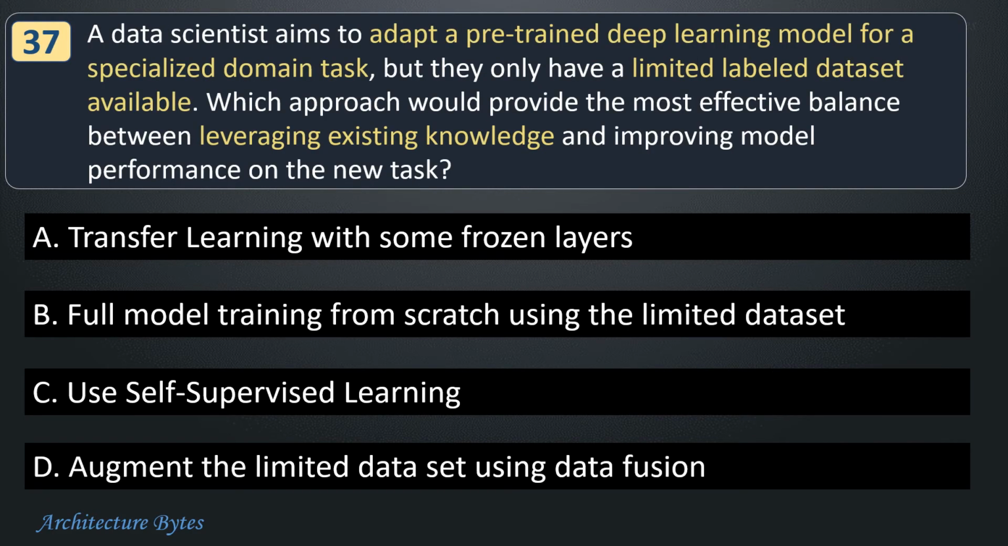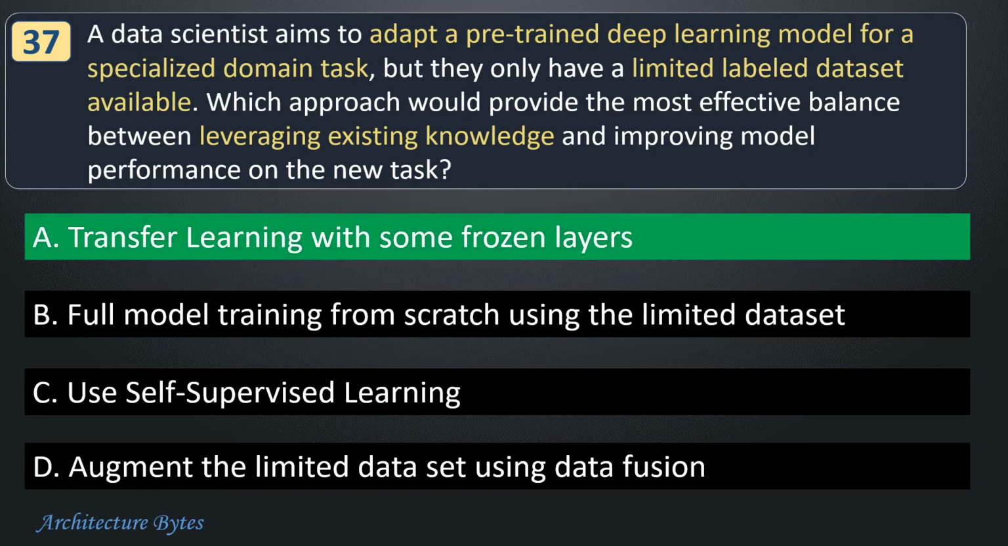A data scientist aims to adopt a pre-trained deep learning model for a specialized domain task, but they only have a limited labeled dataset available. Which approach would provide the most effective balance between leveraging existing knowledge and improving model performance on the new task? Our options are A, transfer learning with some frozen layers, B, full model training from scratch using the limited dataset, C, use self-supervised learning, or D, augment the limited dataset using data fusion. Option A is the right answer here.